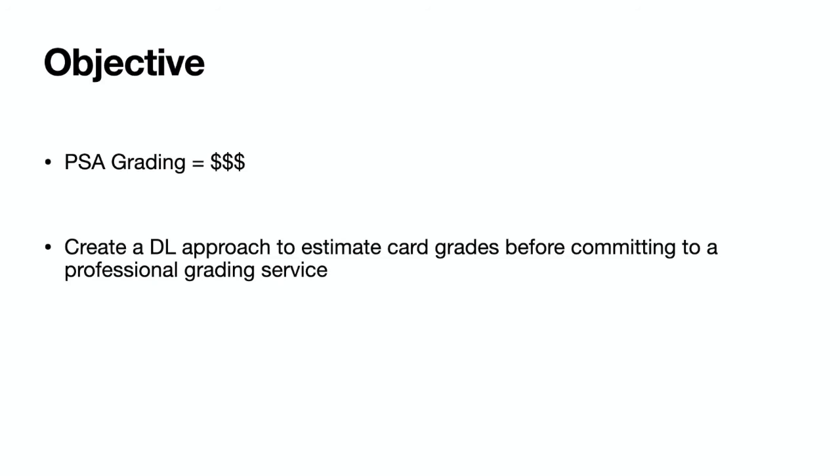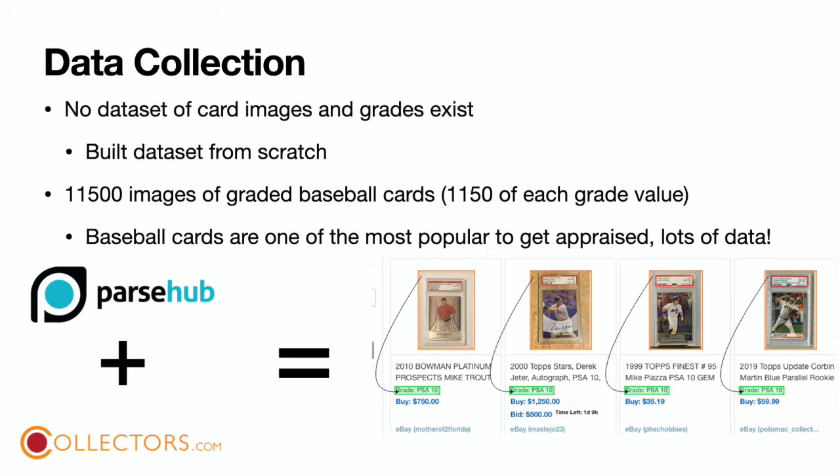Thus, the objective of AutoGrade is to create a system to provide estimated card grades before committing to a professional grading service. There does not exist a dataset of card images and associated grades. As such, I created a dataset of 11,500 images of baseball cards with 1,150 images per PSA grade. Since baseball cards are a popular card for grading, they were selected for this dataset. Using the online store collectors.com, images of cards and associated grades were extracted using the web scraping tool ParseHub.